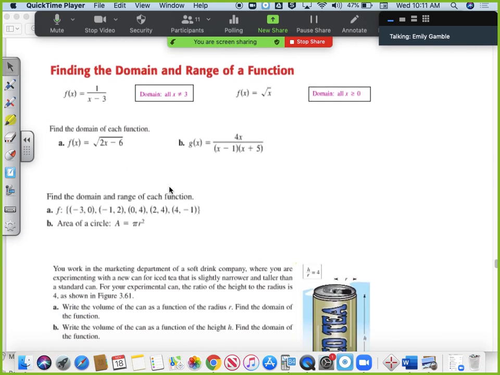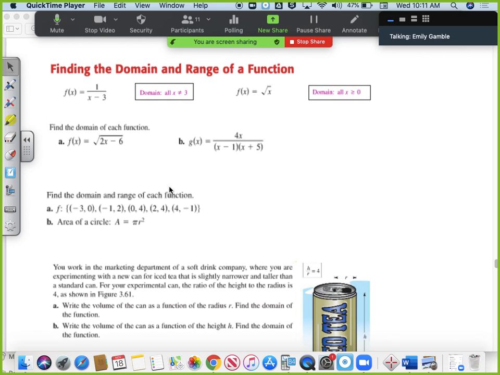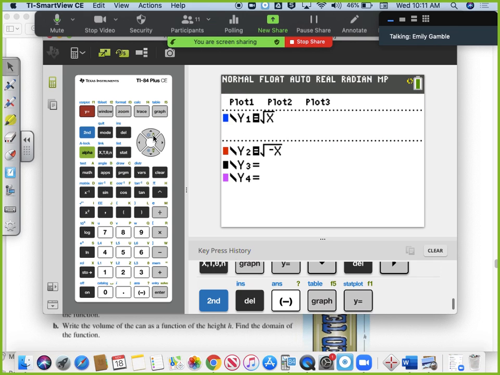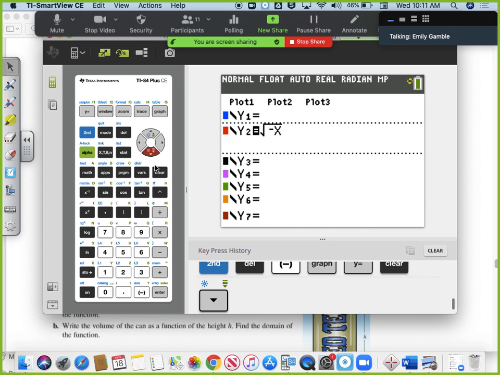The last thing we're going to do is find domains and ranges of functions. These functions that they're giving all have specific domains and ranges. So the first thing that I'm going to do is insert this function into my graphing calculator so that we can see what this looks like. If you have a graphing calculator, it will be helpful for you to follow along with it. If you don't, you can follow along with mine up here at the front.